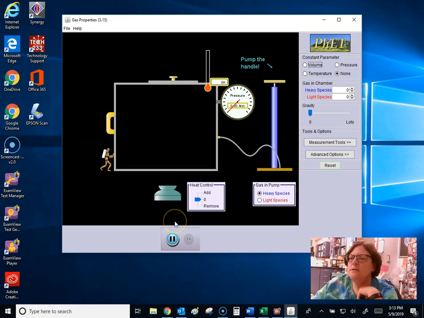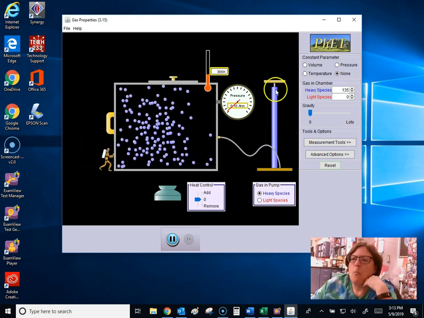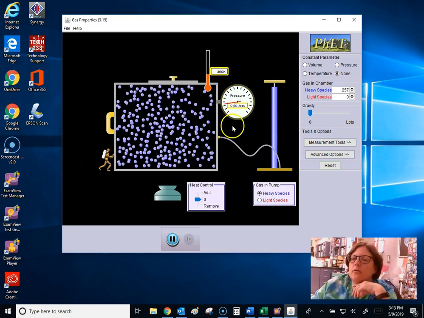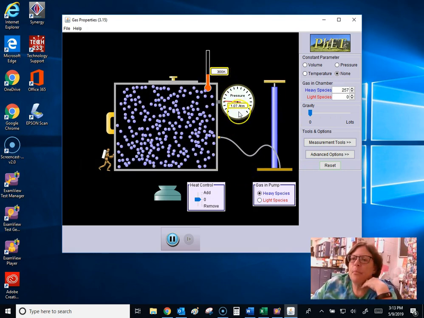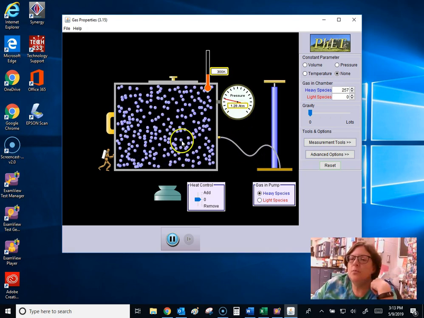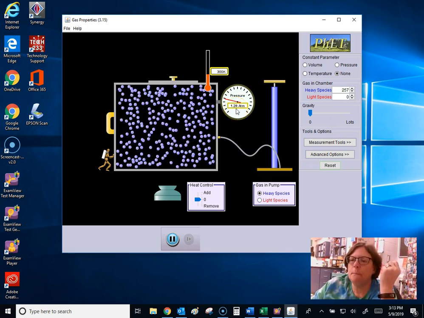Okay, so this is the first example we have. It is the relationship of volume, pressure, and temperature in a gas. Right now we're not going to hold anything constant. We'll put some particles in there. Temperature's staying at 300 Kelvin. Our pressure's going up. So you can see as you put more particles in, the pressure will go up, but eventually our pressure is going to kind of level out.